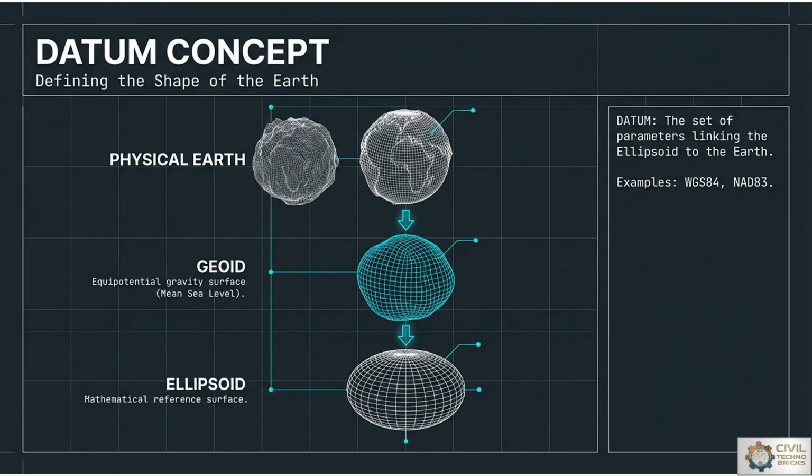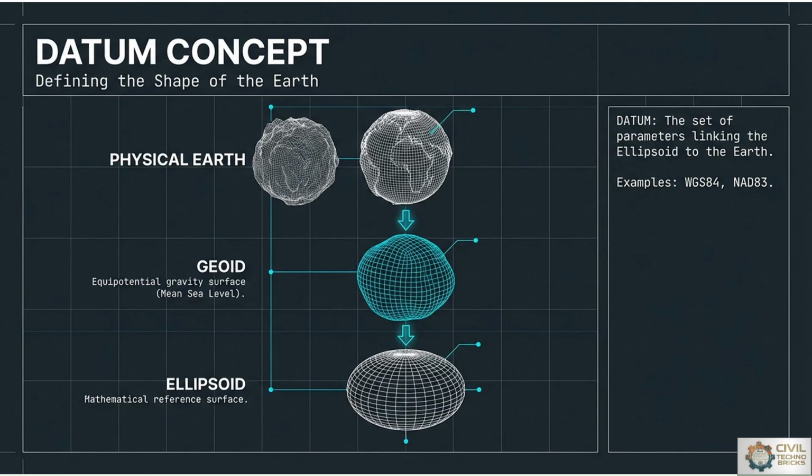Then the most important point is the datum. Sometimes we must move data between different datums, which are mathematical models of the earth's shape. In India, the legacy data is based on the Everest datum, while modern GPS data uses WGS 84. Converting between them requires a complex 7 parameter transformation to account for shifts in the center of the earth and differences in the ellipsoid shape.